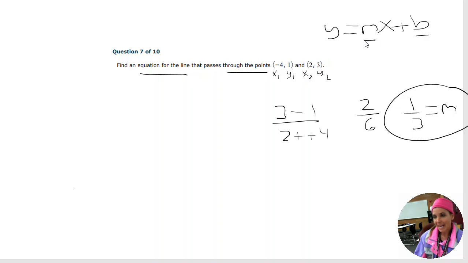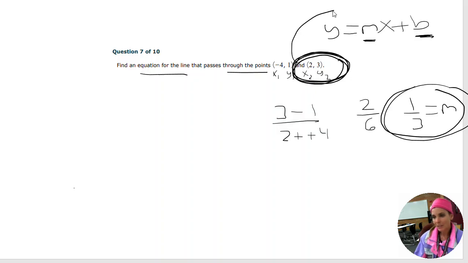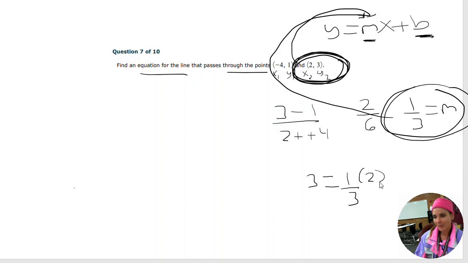Okay, so that's my slope. Now I have my m, but I still need a b. So in order to find a b, I'm going to pick one of these points. It doesn't matter which one, so I'm just going to use this one. And I'm going to use this slope, and I'm going to substitute this information into slope-intercept form and then solve for b. So instead of the y, I'm going to plug in a 3. Instead of the m, I'm going to plug in a 1/3. Instead of the x, I'm going to plug in a 2, and then I have my plus b. So this is 2/3 plus b equals 3.